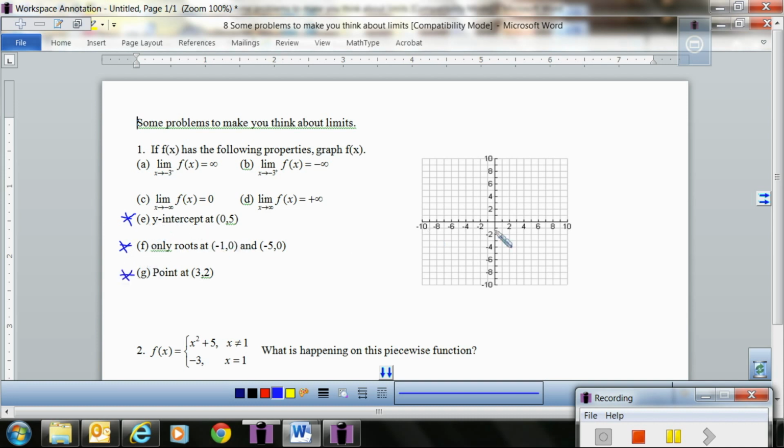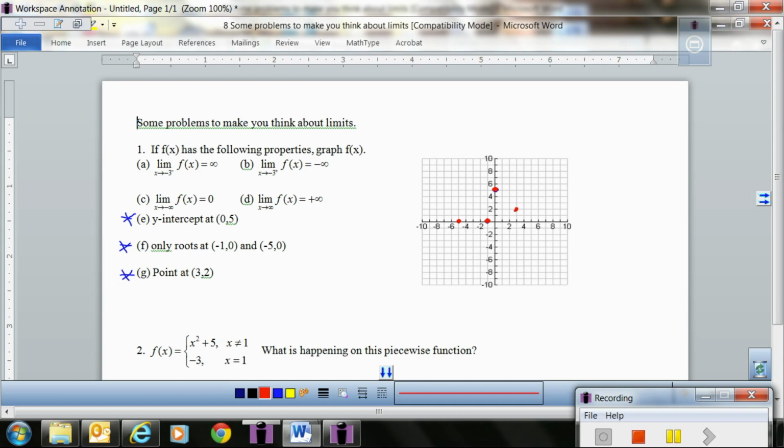So if you have a y-intercept at (0, 5), there's (0, 5), and then the only root, that means you cannot cross the x-axis again, is going to happen at (-1, 0). I'm going to change the color of my pen. I think I like red. I think that would show up a little better. And then at (-5, 0), and then there's a point at (1, 2) and a point at (3, 2). So I cannot cross the x-axis again, and I have my y-intercept. This is a function, so I cannot cross over it again either.